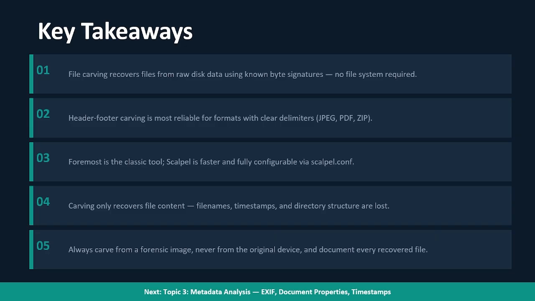So just the content. File carving recovers files from raw disk data using known byte signatures. And it is file system agnostic, so you're just looking at the raw bytes on the drive itself. Header and footer carving is most reliable for formats with clear delimiters, so like JPEG, PDF, and zip. Scalpel, that's the tool that you should probably be using. Only recovers file contents, and you always carve from a forensics image, never from the original device, and you want to document everything, and that's where that audit file exists and why it's so useful.